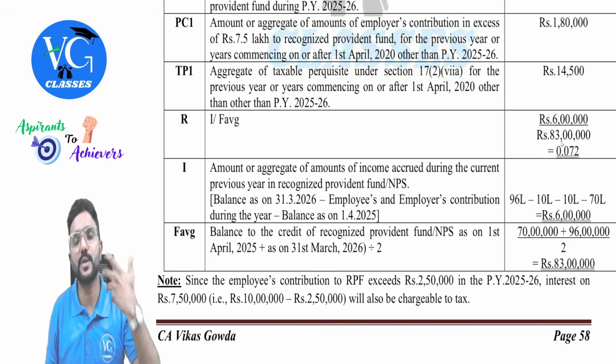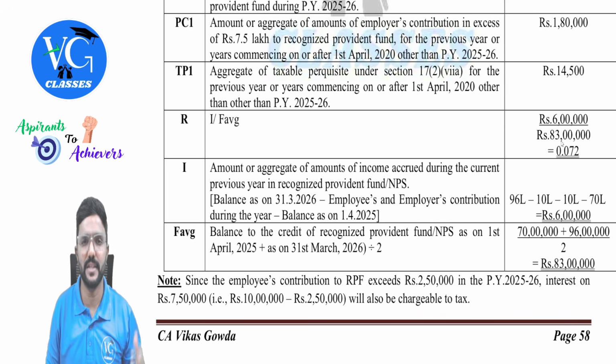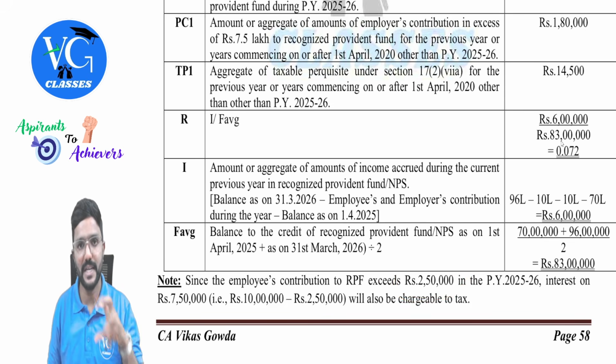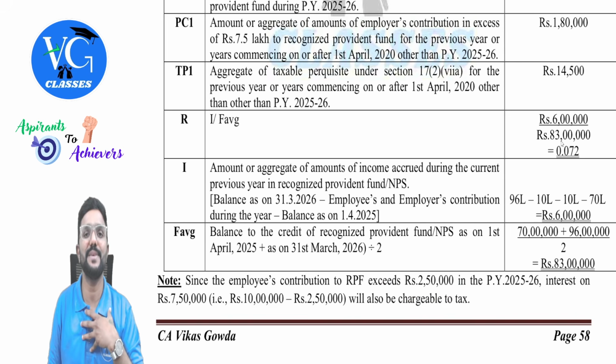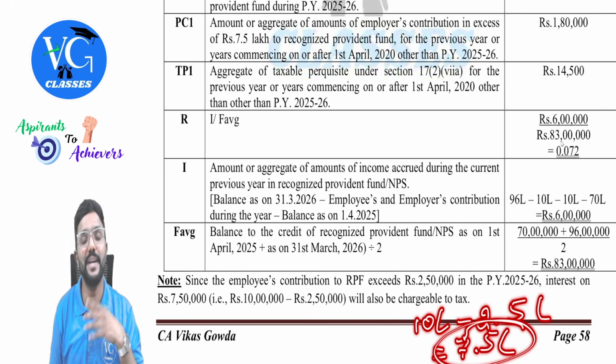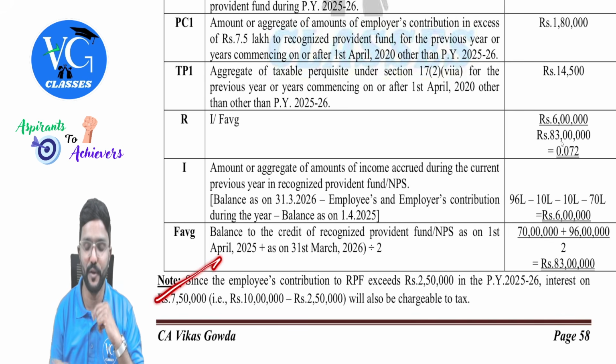When an employee's contribution to a particular fund, that is a recognized provident fund, is more than 2,50,000 in a year, then on that excess contribution, whatever interest is earned will be taxable as perquisite in the hands of the employee, guys. So actually the employee contributed how much? He contributed 10 lakh. How much is in excess of 2.5 lakh? 7.5 lakh. So on 7.5 lakh, whatever interest is earned is also taxable in the hands of the employee.